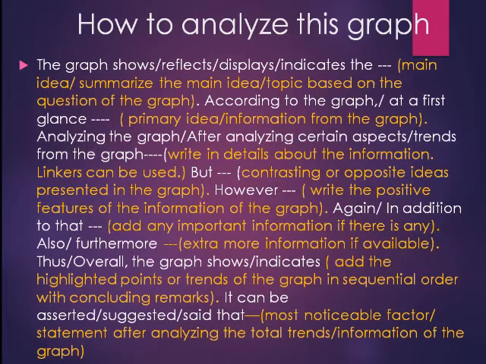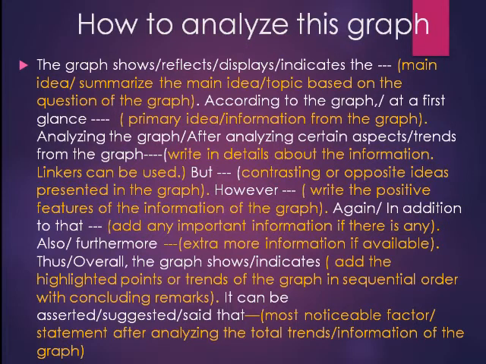And next line would be thus or overall. The graph shows or indicates. You have to add the highlighted points or trends of the graph in sequential order, that is hierarchical order, from the beginning to the end with concluding remarks. And the last sentence of the discussion would be, it can be asserted or suggested or said that, and there you will write the most noticeable factors, statements after analyzing the total trends or information of the graph. So you can see the total body had been designed to give you a perfect shape of the graph.